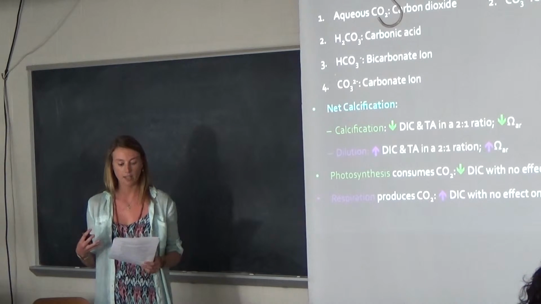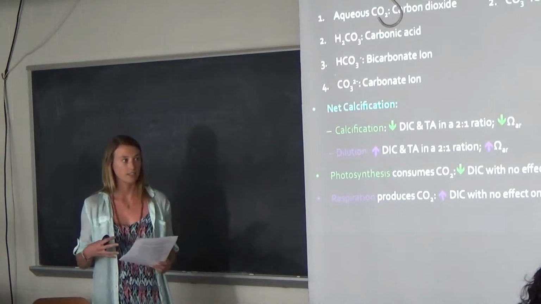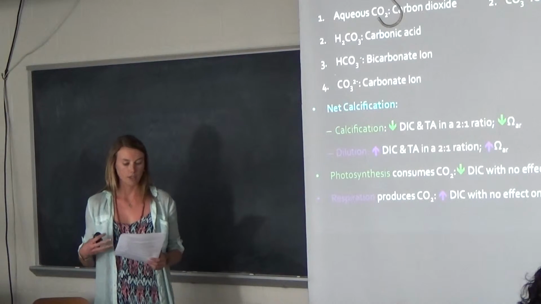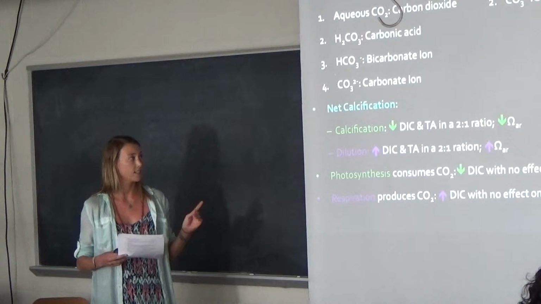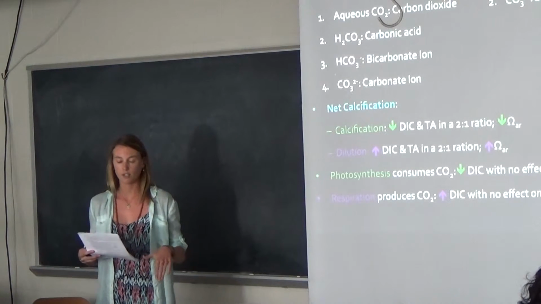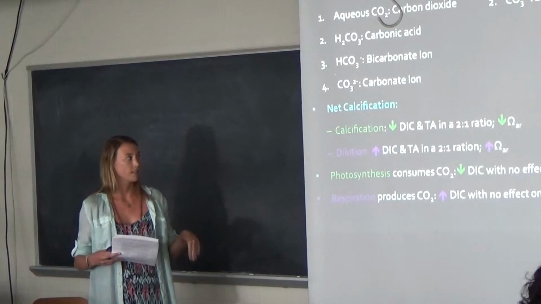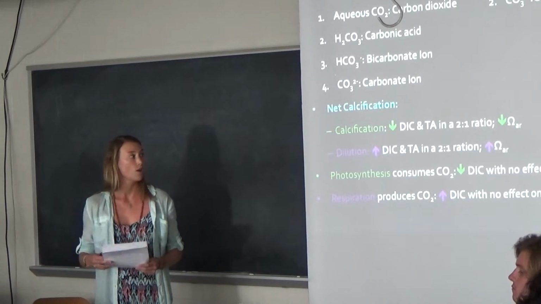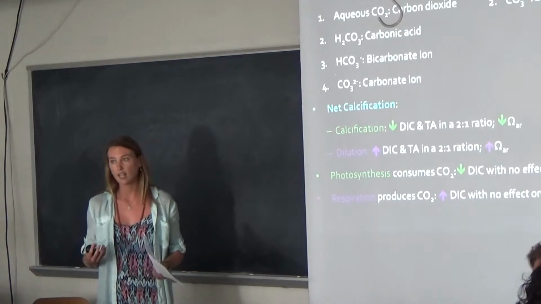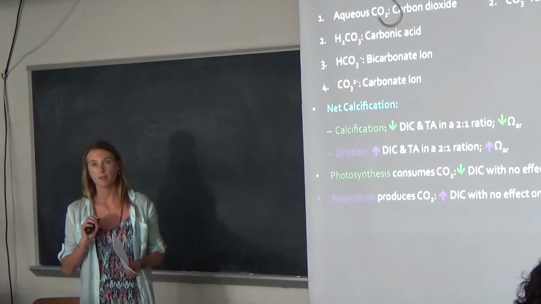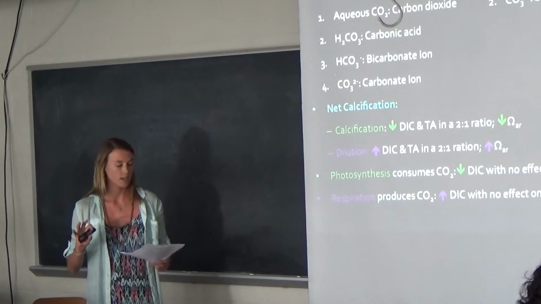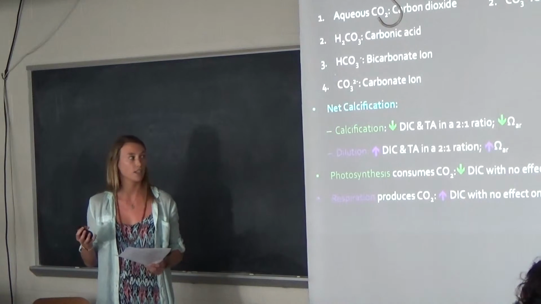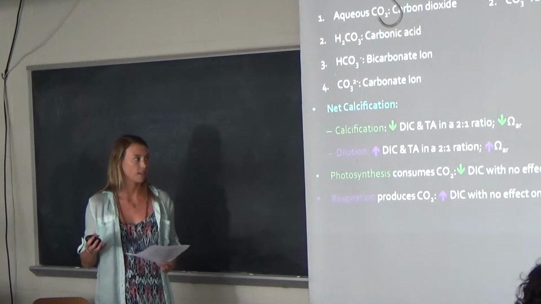So when they're calcifying, they're building these skeletons, and they're decreasing the concentration of carbonate ion. So DIC and TA decrease in a 2-to-1 ratio, and this decrease in carbonate also decreases the aragonite saturation. Whereas in dissolution, the reverse happens, and calcium carbonate is dissolved back into the seawater, so this increases DIC and TA in a 2-to-1 ratio, and increases the aragonite saturation.